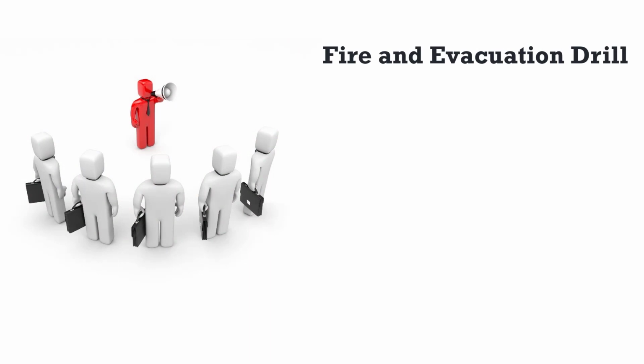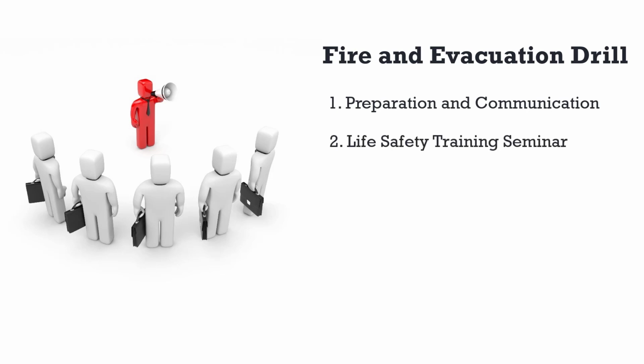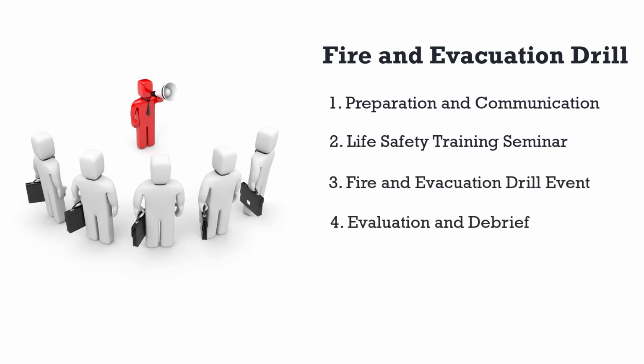The facility fire and evacuation drill can be accomplished through 5 phases: preparation and communication, a pre-fire drill life safety training seminar, the fire and evacuation drill event, evaluation and debrief, and documentation. Training tenants in emergency preparedness and building evacuation is an essential obligation of the facility's life safety program.